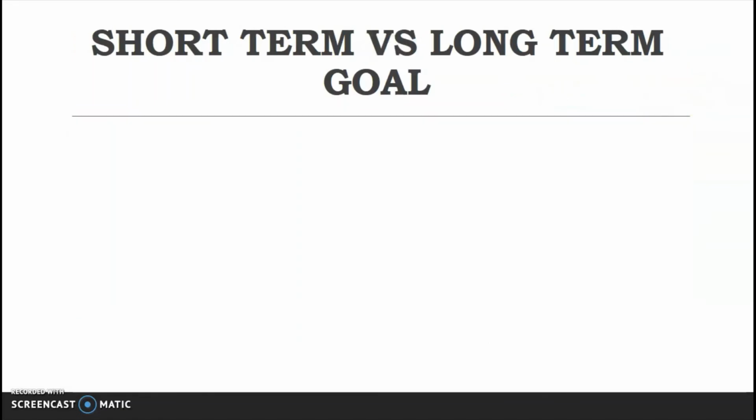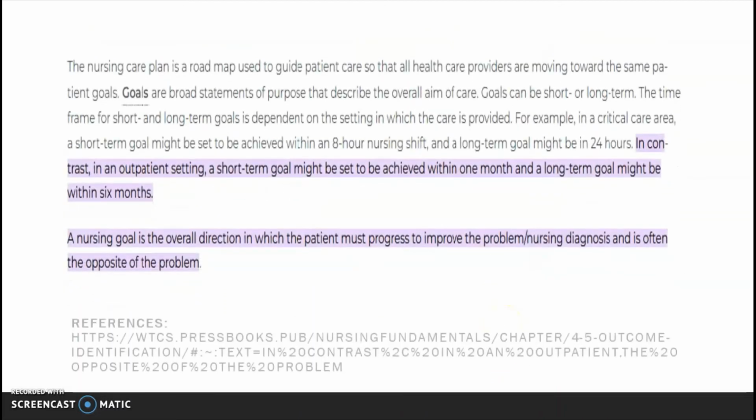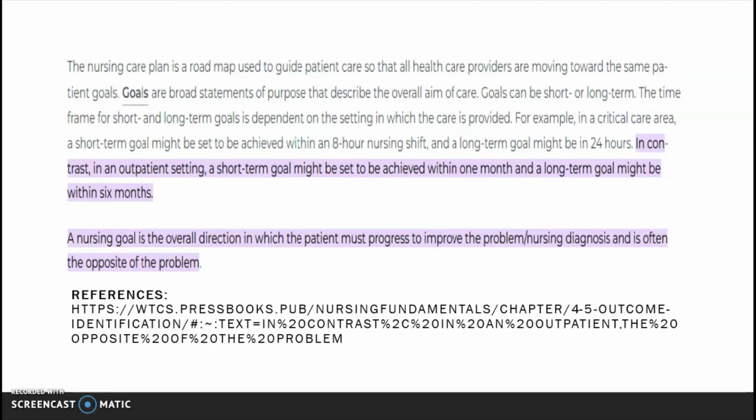Another one is from the American Nurses Association. An outcome is a measurable behavior demonstrated by the patient in response to nursing intervention. So from the American Nurses Association, ang sabi nila, this is the reference site: the nursing care plan is a roadmap used to guide patient care. Providers are moving towards the same patient goals. Goals are broad statements of purpose that describe the overall aim of care. Goals can be short-term or long-term. The time frame for short-term and long-term goals is dependent on the setting in which the care is provided.